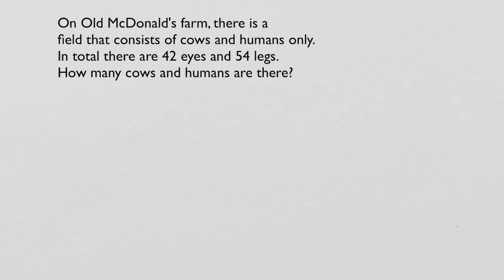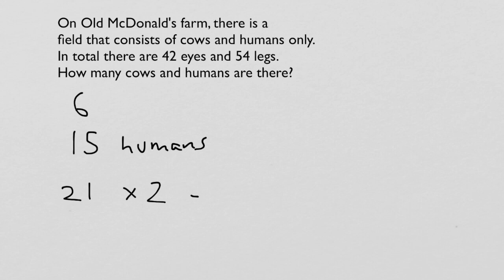Yippee. Okay, I don't know why I said yippee, but anyway, we have 6 cows, 15 humans. They both add up to 21. And we know that 21 times 2 equals 42 eyes. So we definitely know that there are 42 eyes and 54 legs from our 6 cows and 15 humans.